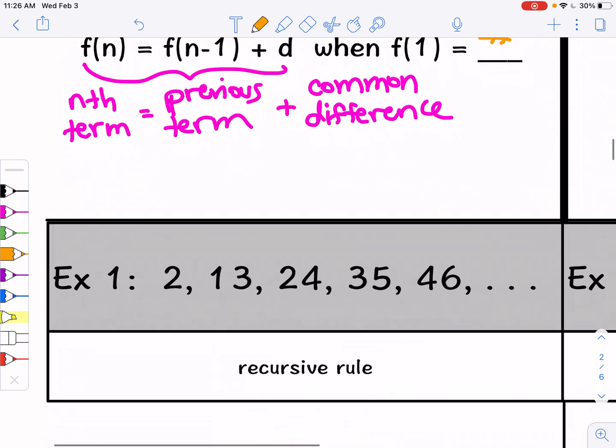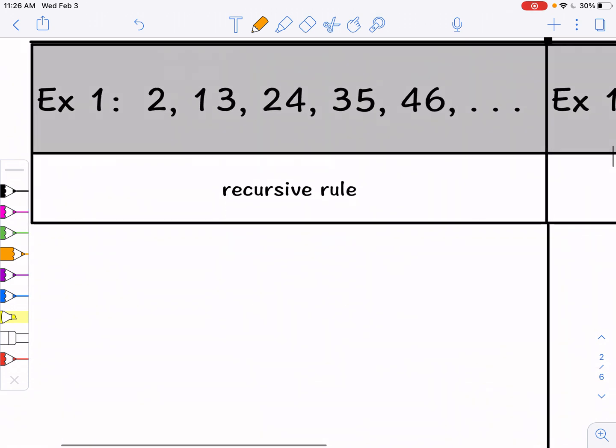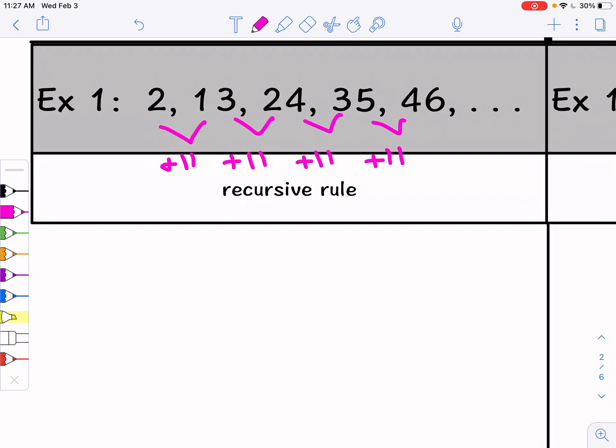So let's take a look at some examples. For example 1, we have 2, 13, 24, 35, and 46. To go from one to the next, we know that to go from here to here, we add 11 every single time. Therefore, our common difference is 11. And then right here, 2 is our first term.